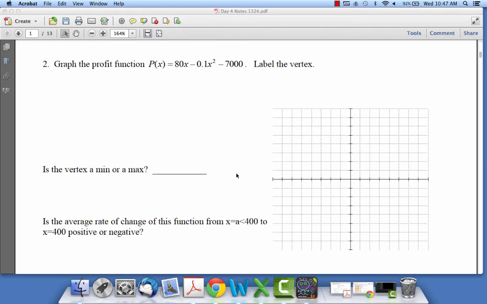Okay, I'm not going to graph the profit function, although we could. But the first question: is the vertex a minimum or a maximum? That negative value in front of the x squared means that we have an inverted parabola. So the vertex is going to be a max. It's going to be up top.